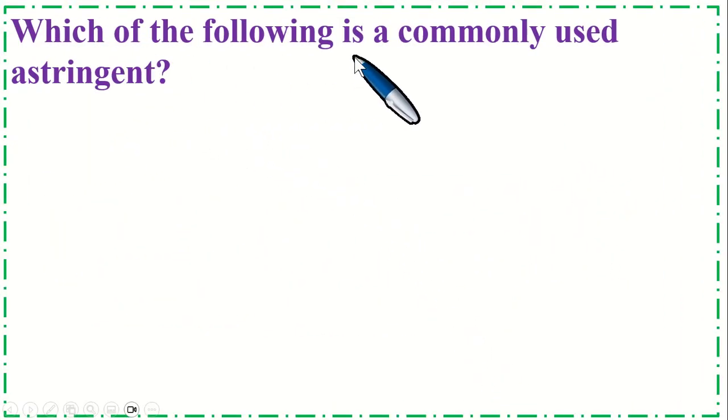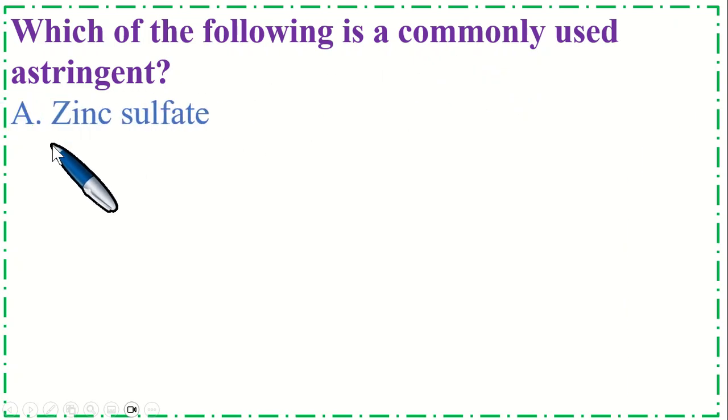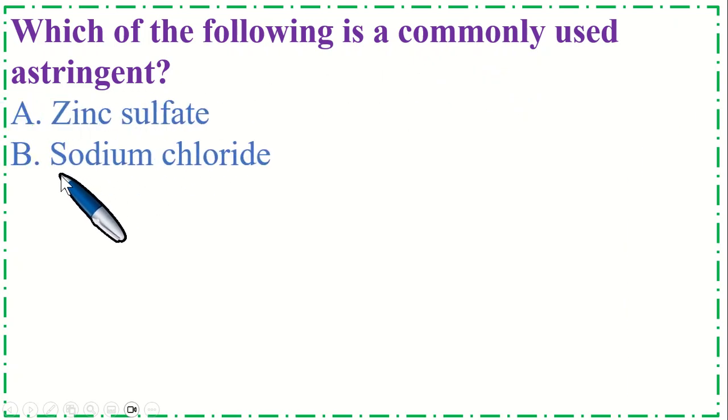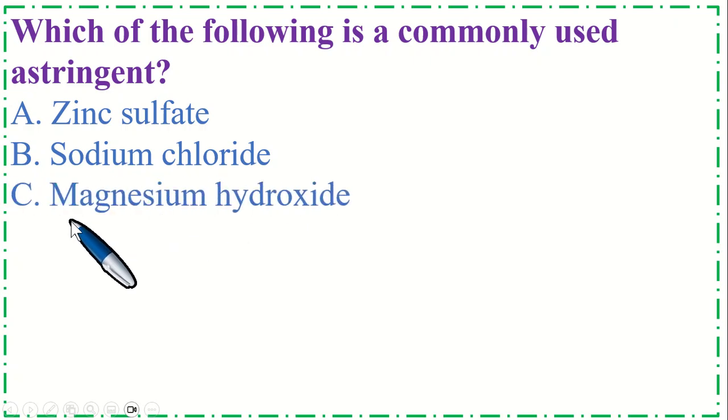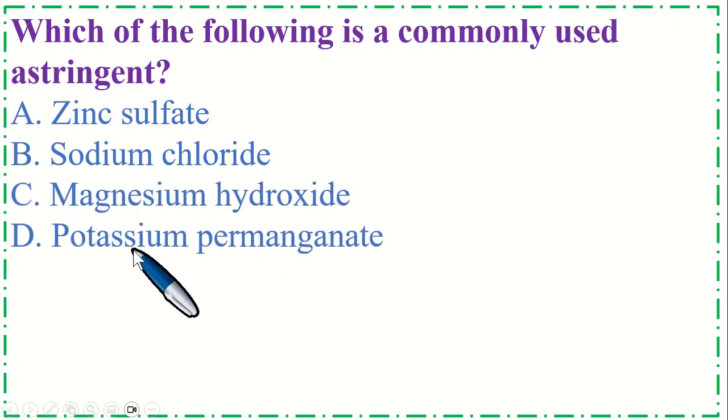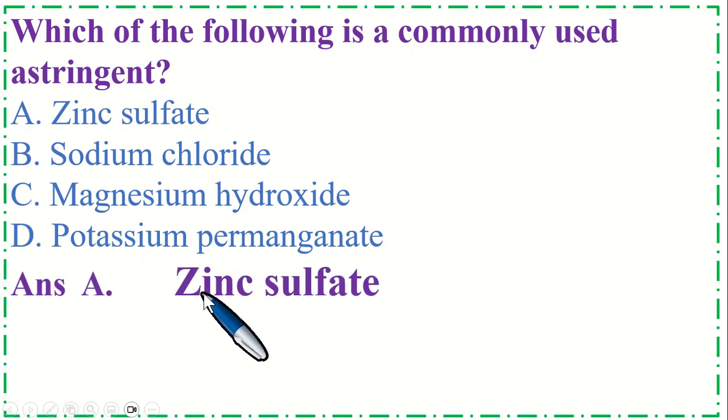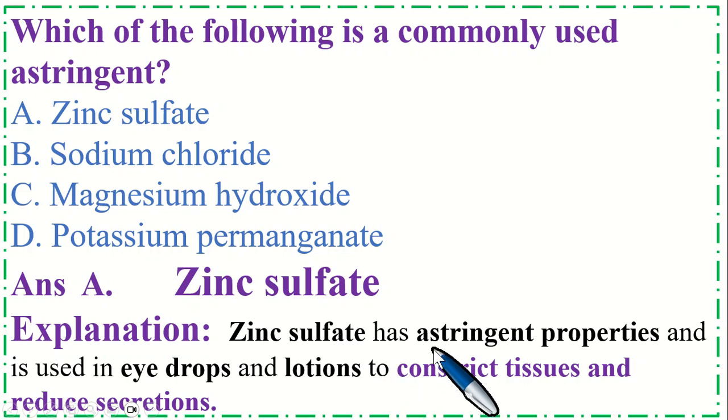Which of the following is a commonly used astringent? Option A, zinc sulfate, B, sodium chloride, C, magnesium hydroxide, and option D, potassium permanganate. So the correct option is A, zinc sulfate. Zinc sulfate has astringent properties and is used in eye drops and lotions to constrict tissues and reduce secretion.